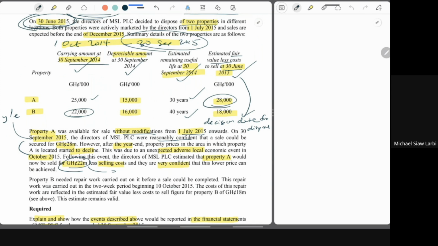It's after year end. So this is after what? A reporting period or after year end. You could tell that, all right, I could do 22 million instead of the initial 28 million I thought I could realize the property for.